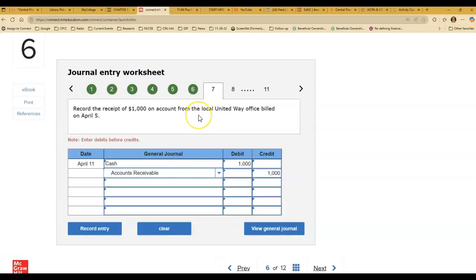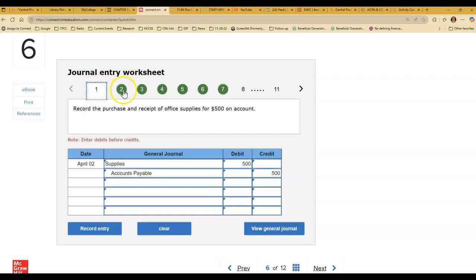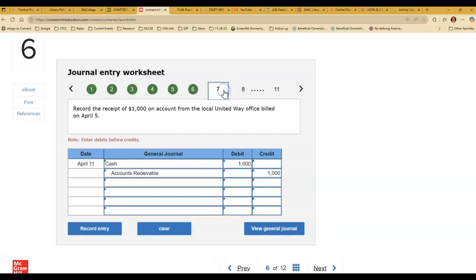Because notice, don't miss this. The assumption is, notice, it says billed on April 5th, right? So April 5th was right here, right? We recorded the revenue. We recorded the billing on account. Now we're over here collecting $1,000 of that $3,000. So now we're just collecting on that accounts receivable.